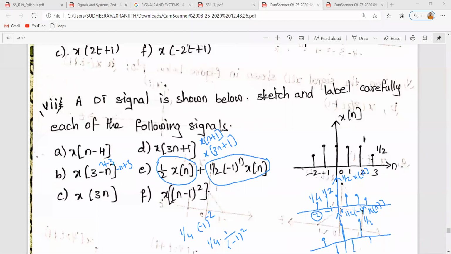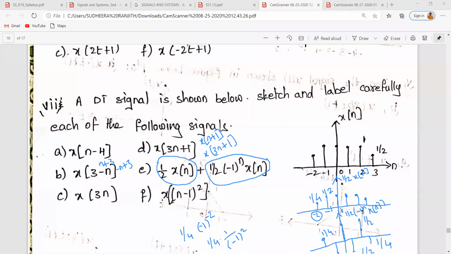So 1 by 2, 1 by 4. Here it is 1 by 4. And here it is 1 by 2. Is it clear? So now what we are going to do is add these two signals in order to get the final signal, half into x of n plus half into minus 1 whole power n into x of n. Is it clear?